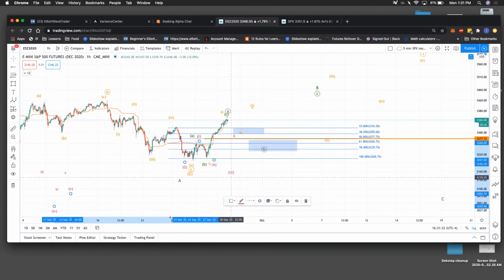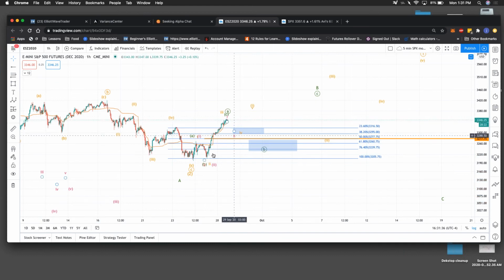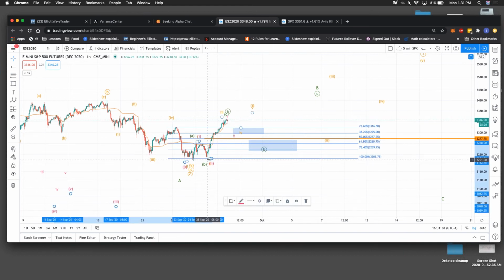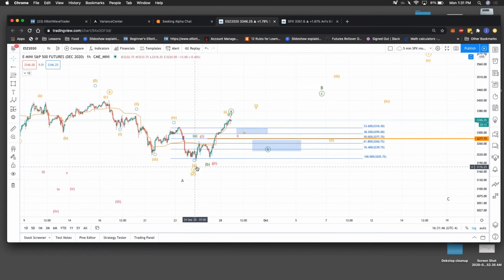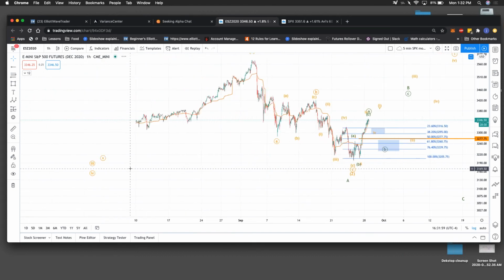in the sense that this smaller degree 1-2 is really huge compared to the larger degree 1-2 off the lows. So it's pretty difficult to call this a 1-2-1-2 off of last week's low at the micro level. At the bigger degree, the orange count is a 1-2-1-2 count.